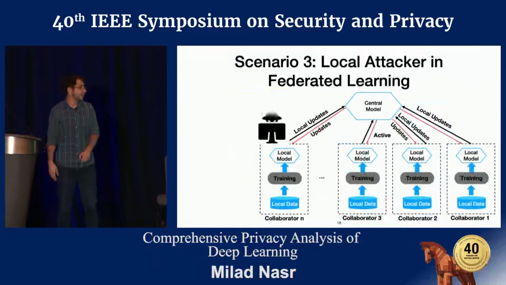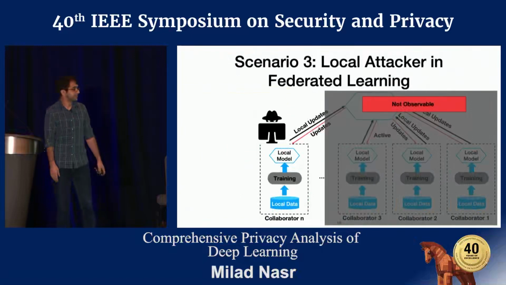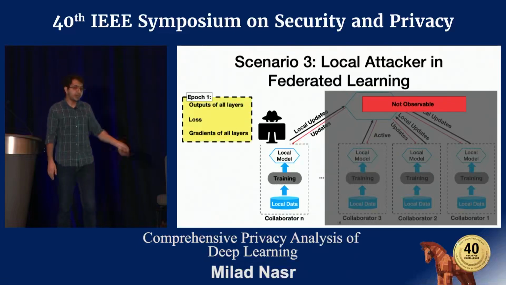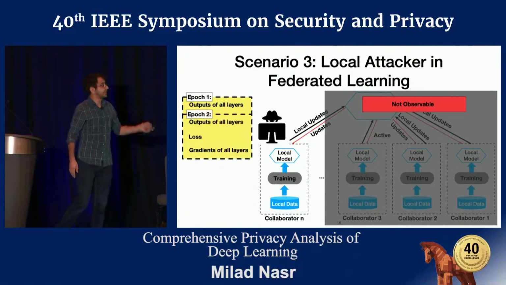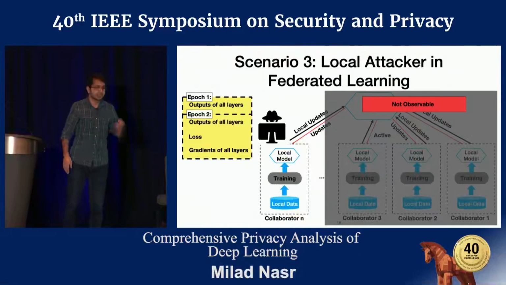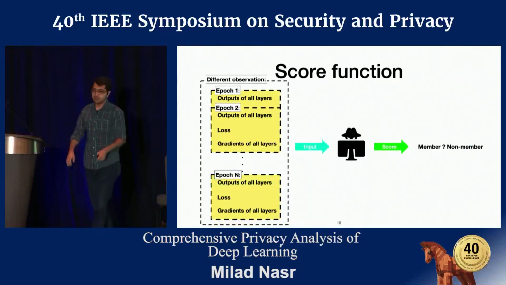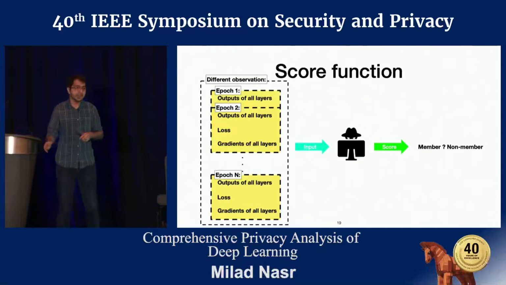And the other attacker in the federated setting is the local attacker, who cannot see the updates of the different collaborators and can only observe the updates from the central aggregator. In all of these attacks, attackers see the gradients and can compute gradients, see the outputs and the loss for all of the different epochs. So by now, we saw that in different settings, the attacker can have different observations, and he can compute different parameters from the model.